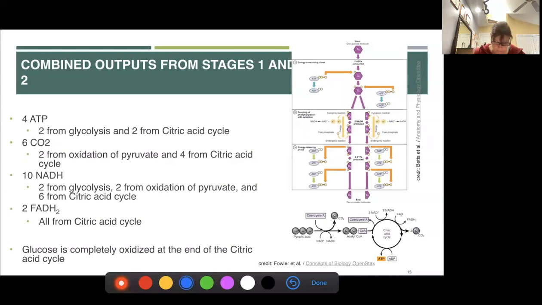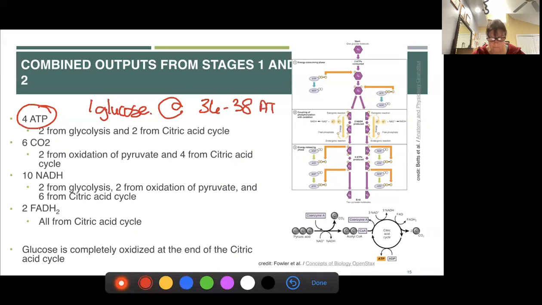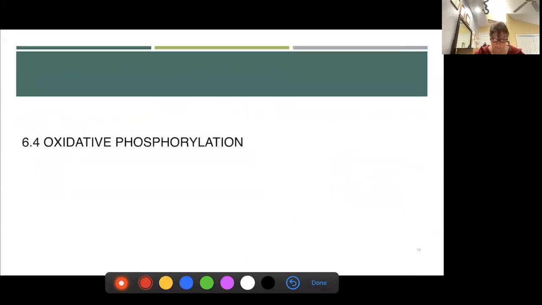The important ones we want to focus on would be the ATP, which, when we get done with this, 1 glucose molecule is going to give us around, that was the old school number, around 36 to 38 ATPs. We've only got 4 here, but the NADH and FADH2 are important. We're going to cash them out in oxidative phosphorylation.